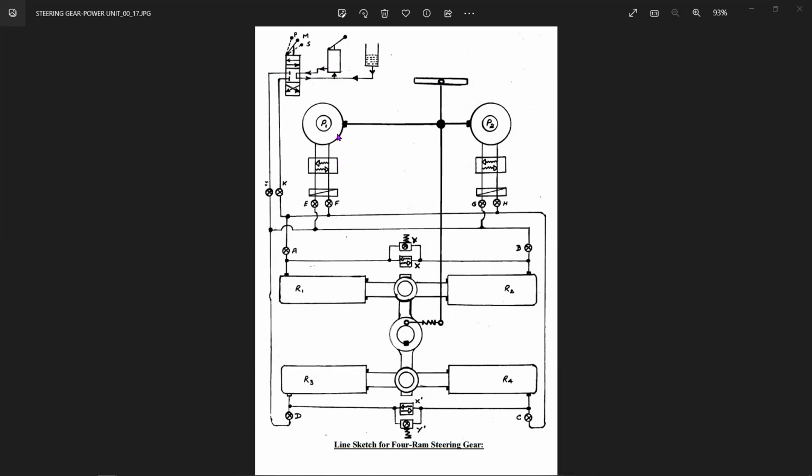You've got relief valves over here. You've got stop valves over here, and again there is a relief valve and there is a bypass valve over here, and a bypass valve over here, and a relief valve in the entire system. Now this is again a line schedule. You will see the actual diagrams later on, when we see the control systems, and we'll see the ram system diagrams later on.